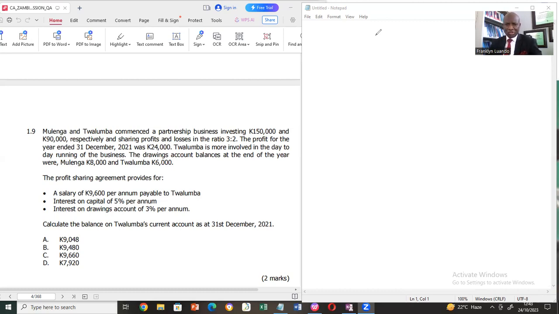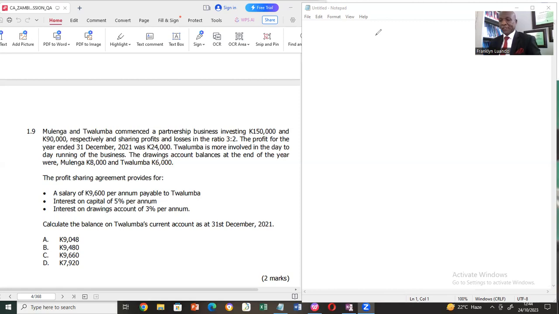So we are going to work out this question together. Mulenga and Twalumba commenced a partnership business investing 150,000 and 90,000 respectively, sharing profits and losses in the ratio 3:2. The profit for the year ended 31st December 2021 was 24,000. Twalumba is more involved in the day-to-day running of the business. The drawings account balances at the end of the year were Mulenga 8,000, Twalumba 6,000. The profit sharing agreement provides for a salary of 9,600 per annum payable to Twalumba, interest on capital 5% per annum, and interest on drawings of 3% per annum. Calculate the balance on Twalumba's current account as at 31st December 2021.